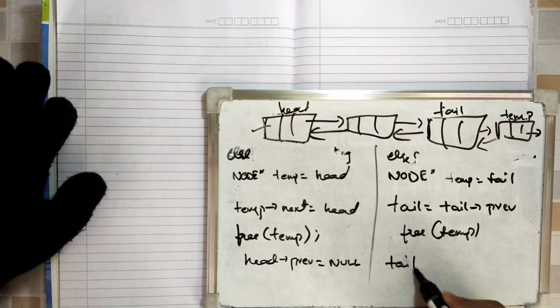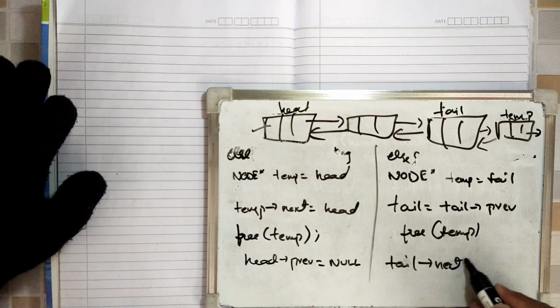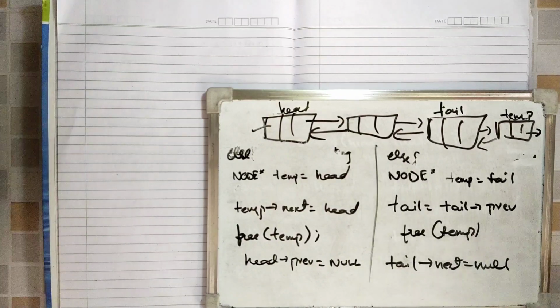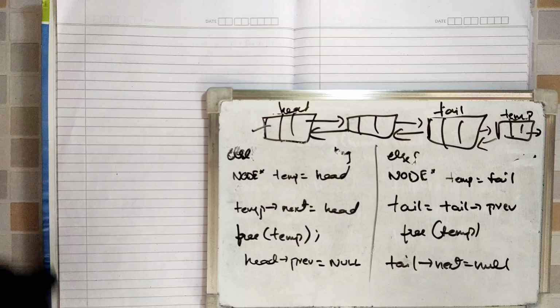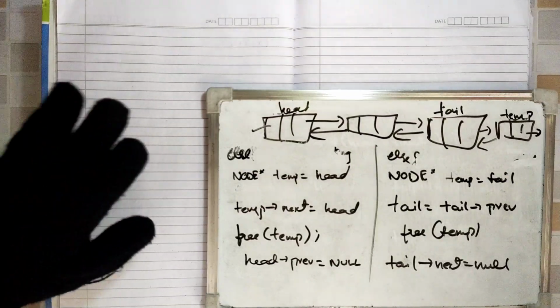Then tail of next is equals to null. Okay, understood how you did it. Now let me explain the double linked list part here itself. So in one video itself we will be able to understand how to do it.